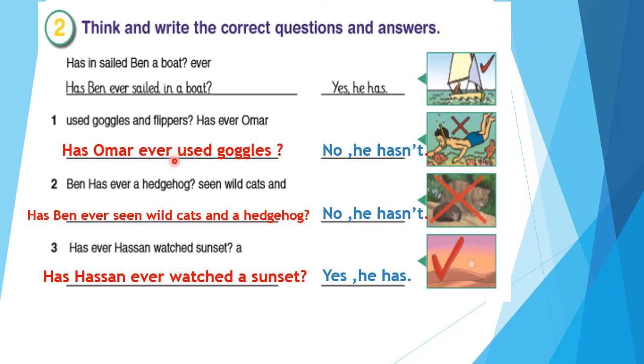Be careful again. If we want to form a question, we have to use ever. If we have tick, we use yes and has. But if we have cross, we use no and hasn't. Now, check your answers. If you have any mistake, correct it.